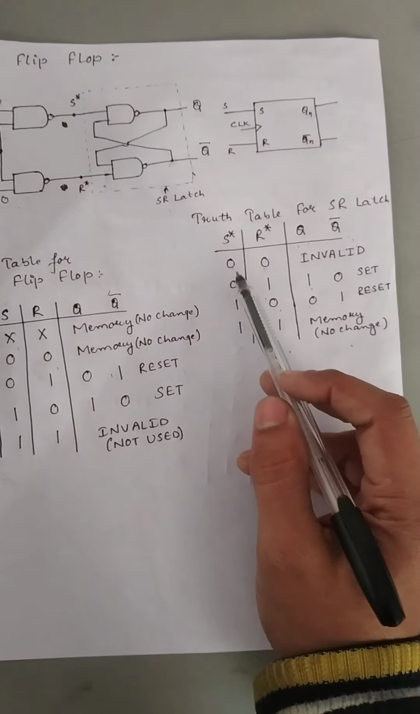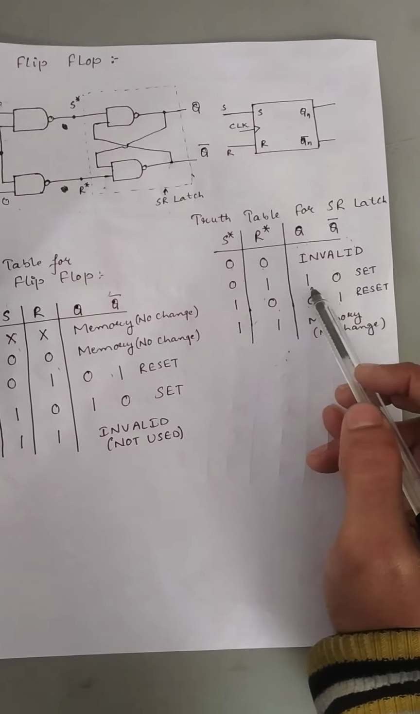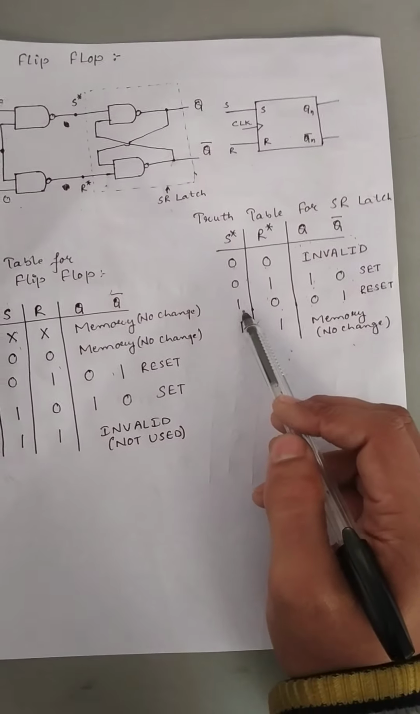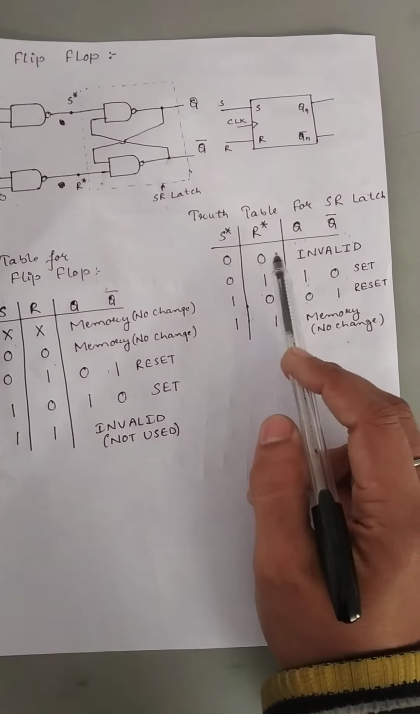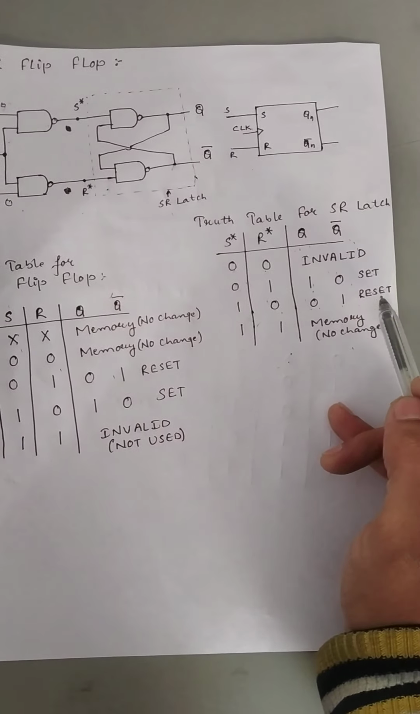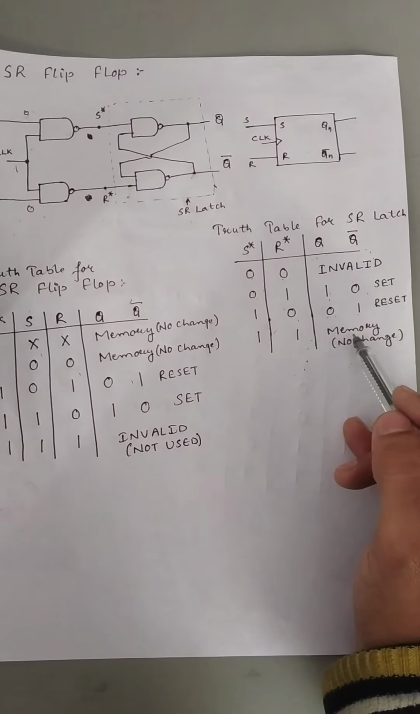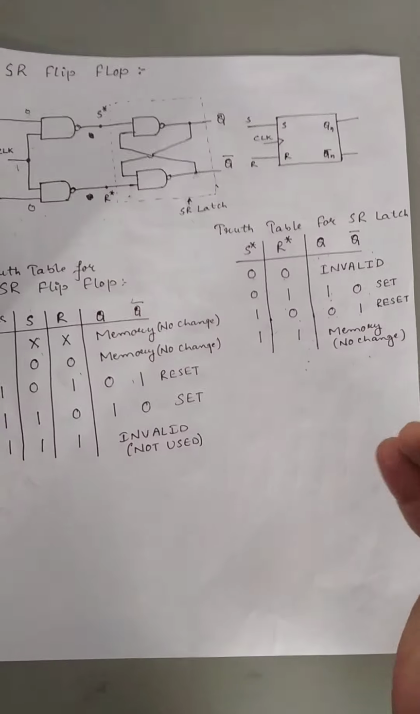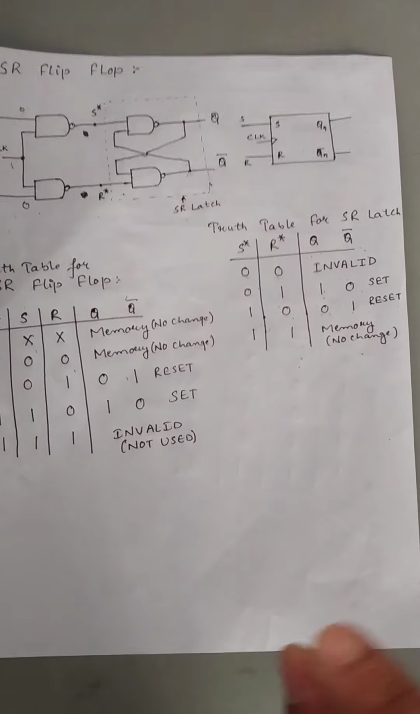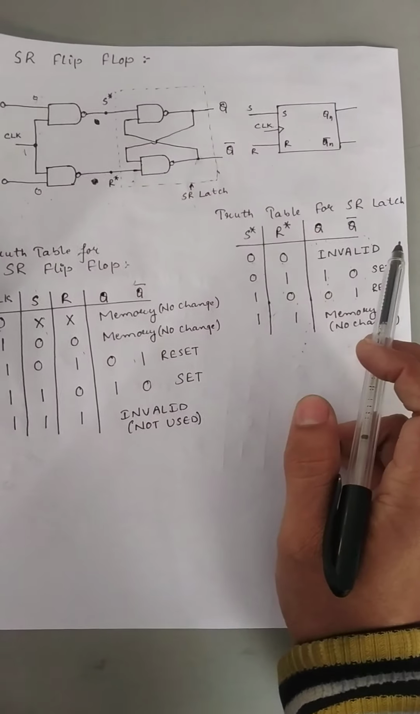Next, when S star is 0 and R star is 1, the output will be 1 and 0, and that state is called the set state. When S star is 1 and R star is 0, the output will be 0 and 1, and this is called the reset state. And when both are 1, this is called memory. By memory we mean that whatever the previous value was stored, it is displayed. There will be no change. This is the truth table for the SR latch.